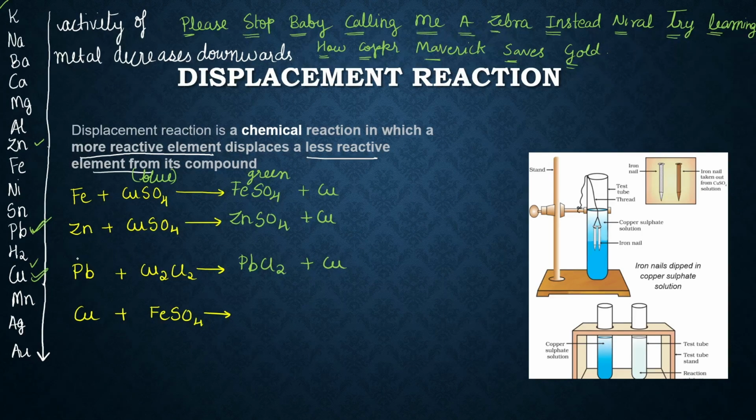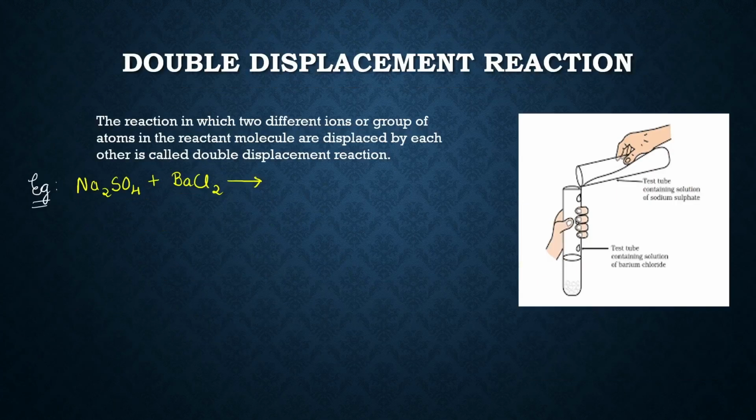Now the last one. In the last one, copper is reacting with iron sulfate. So your copper is here and iron is here, so copper is less reactive than iron. So what does the definition say? Definition says that more active element displaces less active element, but copper is less reactive. It is not more reactive. So this reaction will not happen. So I can conclude that there is going to be no reaction in this case. So no reaction.